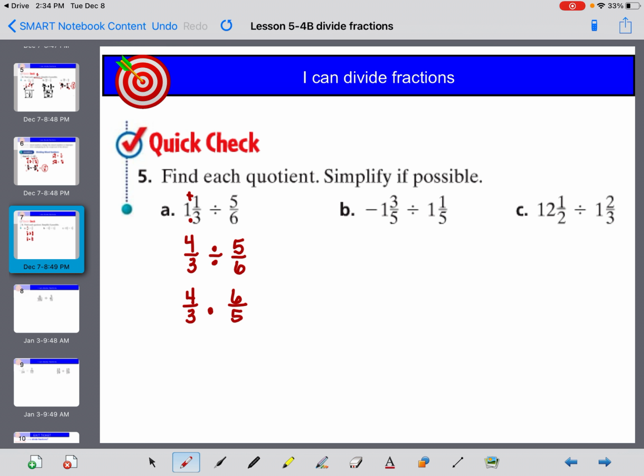4/3 times 6/5. Because I'm multiplying, I can simplify before I multiply, and then I multiply the numerators and multiply the denominators. 8/5 is the same as 1 and 3/5. I'd like you to pause the video and try B and C on your own. Come on back when you're ready to compare your answers to mine.